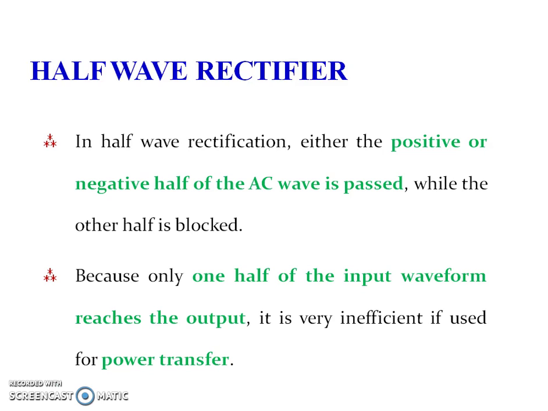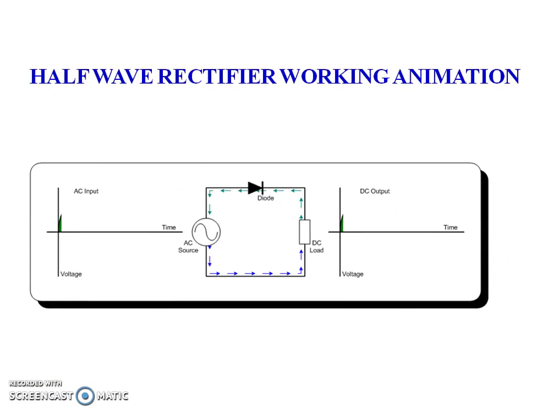Because only one half of the input waveform reaches the output, it is very inefficient if used for power transistor. So in half wave rectifiers, either the positive half cycle or the negative half cycle alone is reaching the output. Now this shows the working of the half wave rectifier.